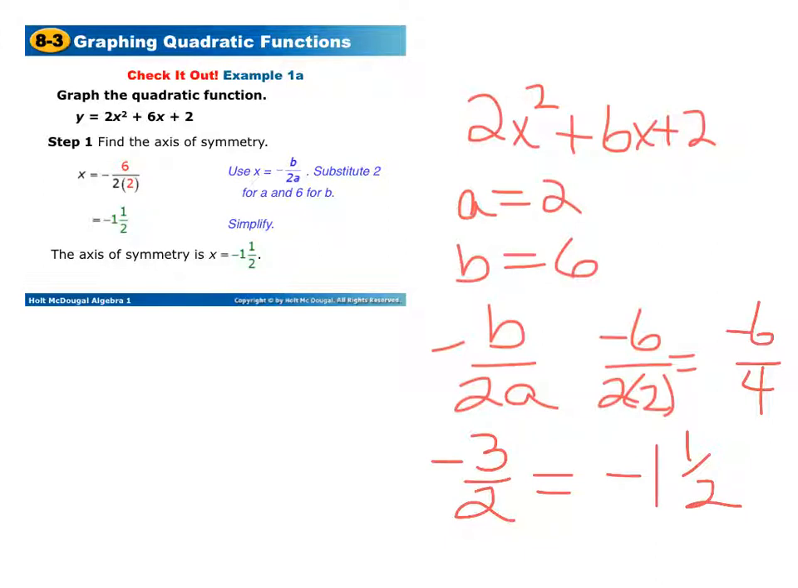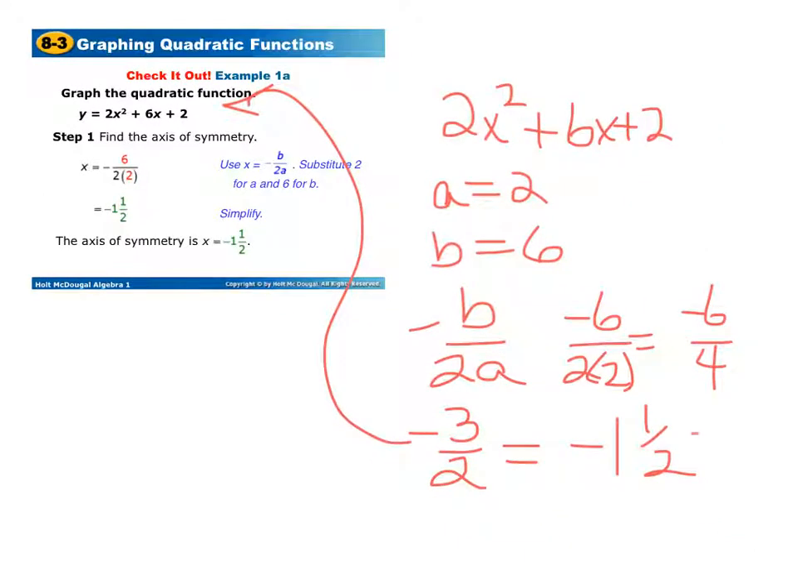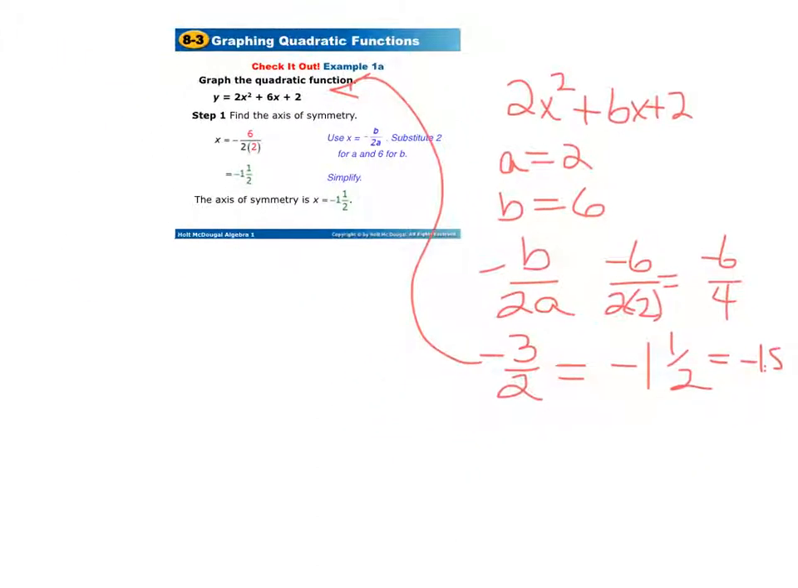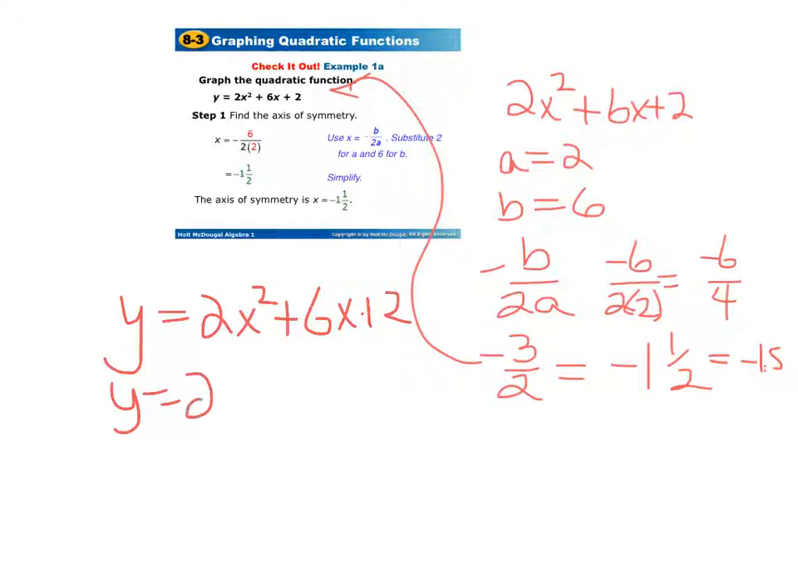Now, when you plug it back in for the x to get y, you can plug it in as the improper fraction, as a mixed number, or even a decimal, whichever you're more comfortable working with. So if I take my original equation, I'm going to replace the x's with -1 1/2. I'm actually going to plug it in as the fraction. So I'm going to do 2 times -3/2 squared plus 6 times -3/2 plus 2.